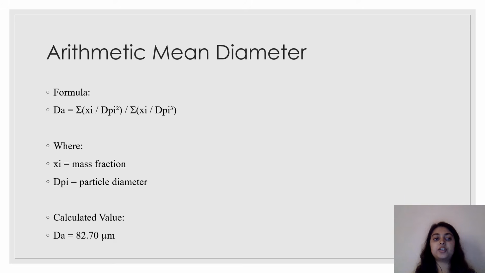The next diameter calculation is the arithmetic mean diameter. The formula given is the summation of xi divided by dpi square divided by the summation of xi divided by dpi cube. We have these two columns in our table, xi divided by dpi square and xi divided by dpi cube. Simply take the summation of both columns, and divide the two summations. You will get your value, which is called the arithmetic mean diameter.